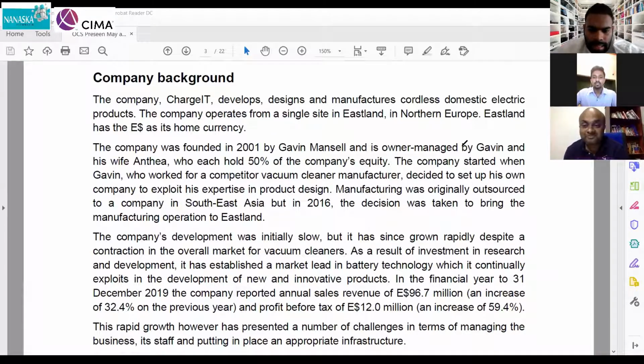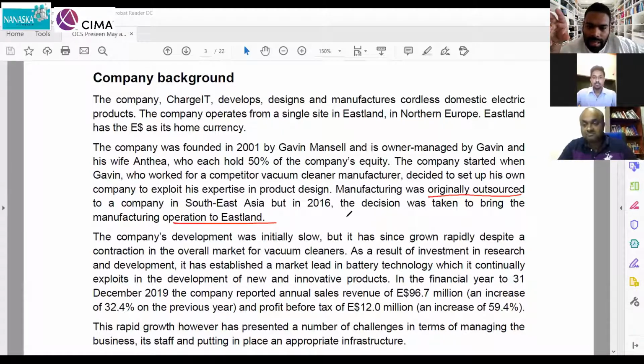And another area that I think might create interest is, in the second paragraph, last line: manufacturing was originally outsourced to a company in South Asia, but the decision was taken to bring the manufacturing operations to Eastland. Now, I think there might be several situations possible.